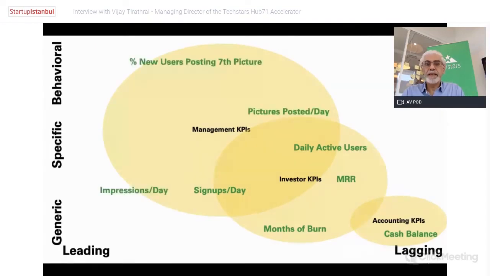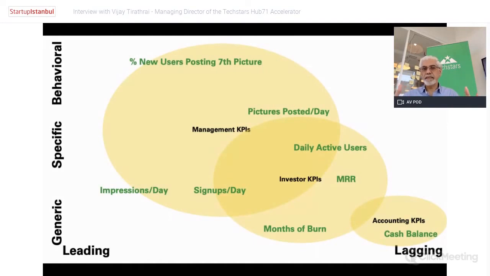So let's take a business which maybe is involved in social media, and it could be, for example, the number of new posted pictures per day, or the number of users posting not the first, second, third, but the seventh picture. That shows retention, that shows stickiness of that particular audience, or the number of impressions per day. So this is just a very specific example of a particular business. But in your business, think of those 3 to 5 management KPIs that could be specific and behavioral.